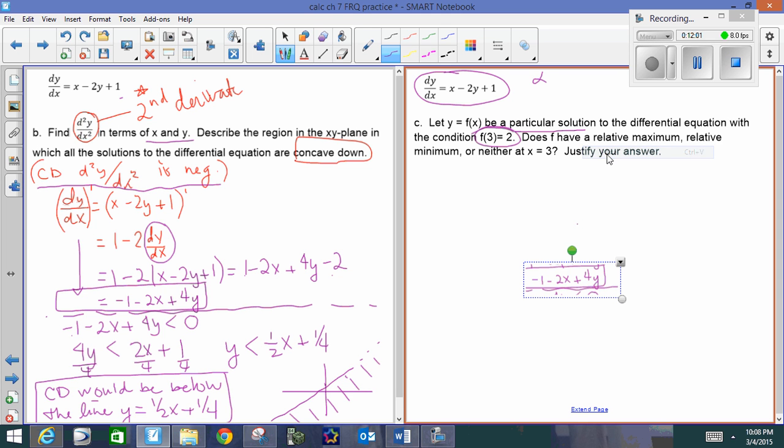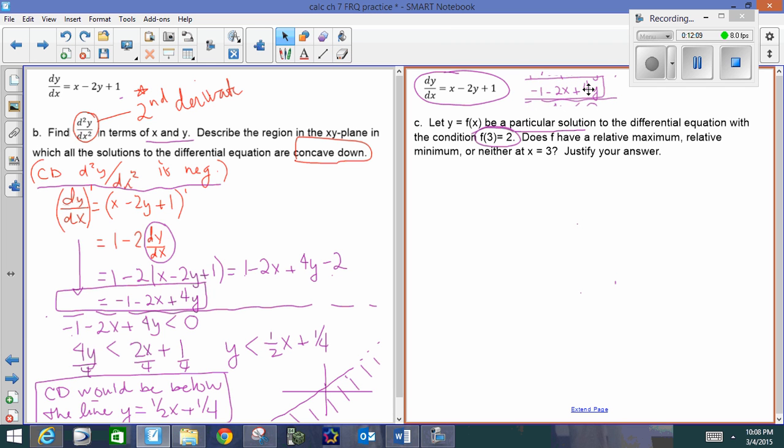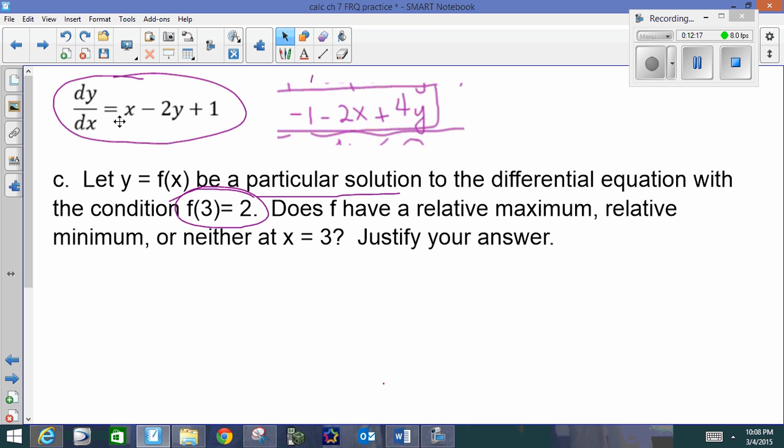Paste. Okay, here's my second derivative. I just wanted to bring it up here to remind that we have that. All right. And again, this would be all on one page if it's regular, so let me go back to single page. Okay, so this is your second derivative.